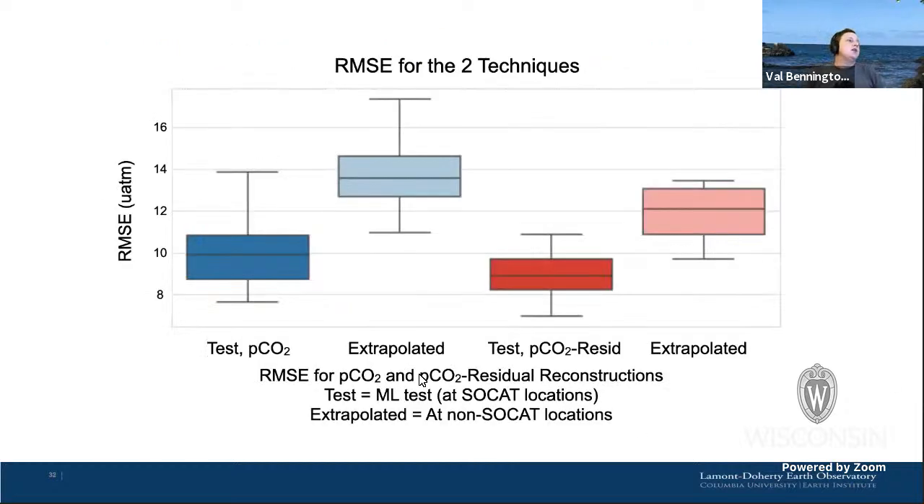And all I want you to take from this plot is that in blue, if we reconstruct PCO2, our test data set error, and our error at places never sampled here in the lighter blue, are higher than if we reconstruct the PCO2 residual. So here within our test data set, the error is lower, but almost more importantly, in locations that have never been sampled within the model world, our error is lower reconstructing the residual.